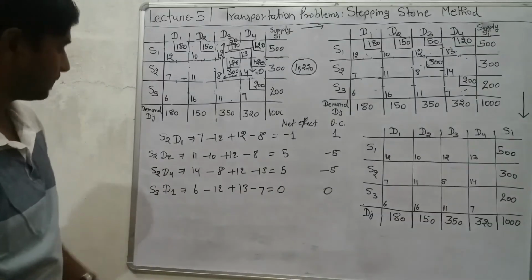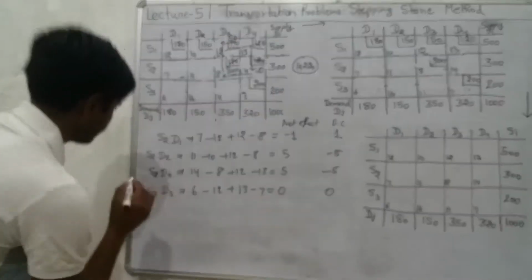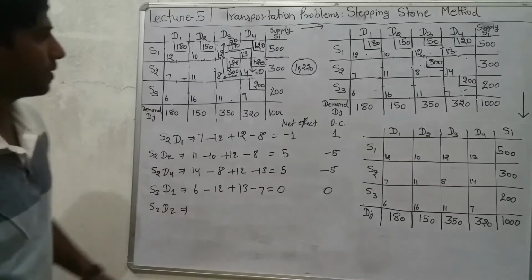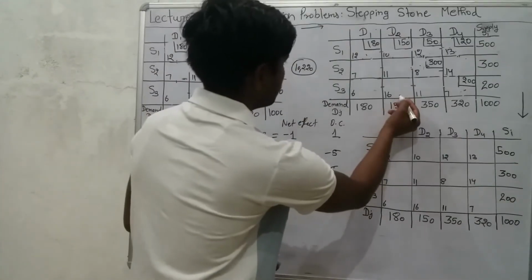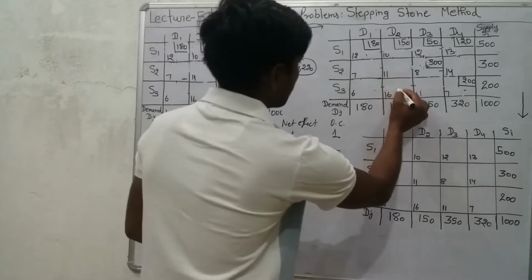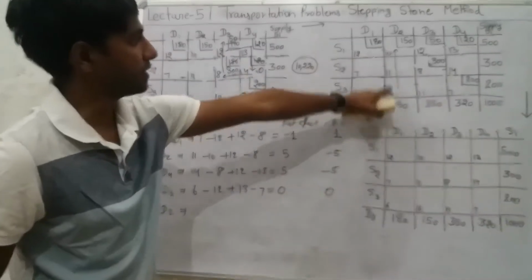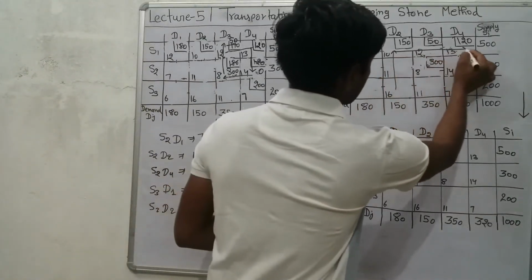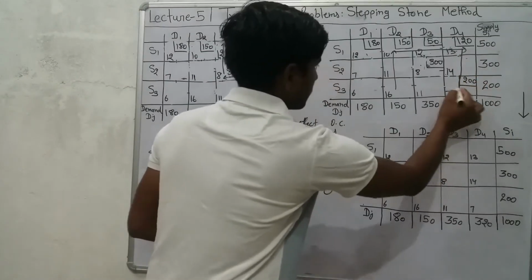Now we are ready for the next empty cell. Which one? S3 D2. So what would be the root of our closed loop? We will go from the empty cell to the occupied cell, then directly to the last cell and come back.